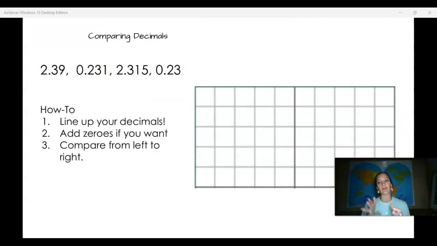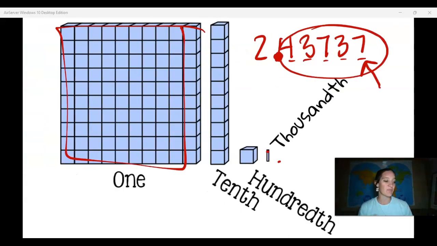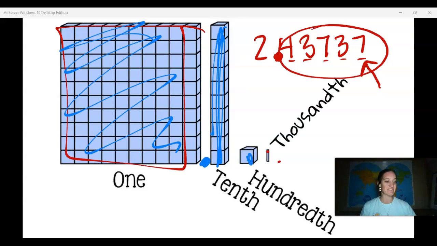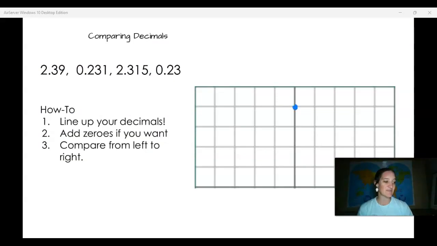When you need to compare or order numbers, the best thing to do is to line up the decimal. That way, you'll have all of your whole numbers together, all of your tenths lined up, all of your hundredths and thousandths, and so on. By lining up your decimals, you keep everything in the same value. For example, 2.39. This is two whole numbers, 3/10, 9/100.